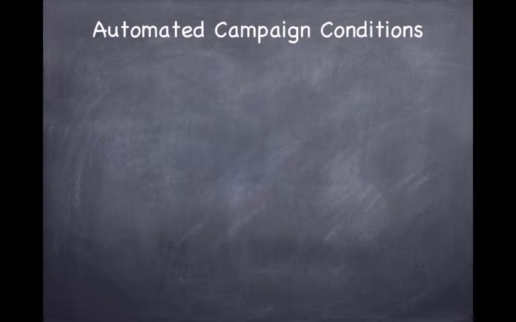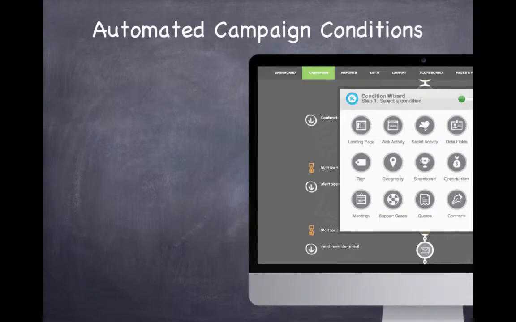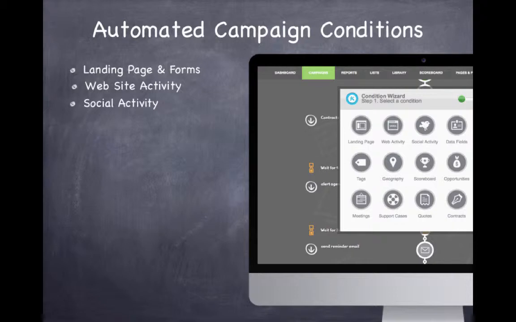Now, let's review the conditions or events that you can leverage when building an automated campaign. You can set conditions based on landing page activity and form activity. Base your condition on website activity, like total page visits, the duration of their visit, specific page visits, and more. Social activity, including campaign likes, shares, comments, mentions, and more. Any custom field data can be leveraged as a condition, including fields contained in your CRM. Any campaign activity, including opens and clicks. You can tag contacts and use that as a trigger for an automated campaign.